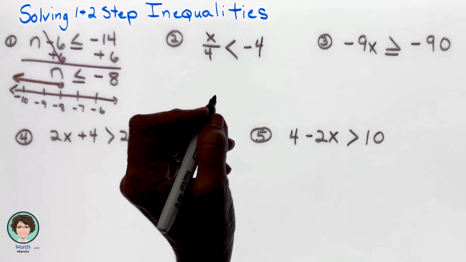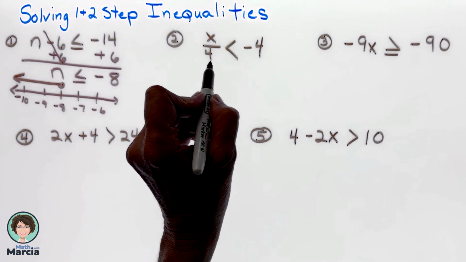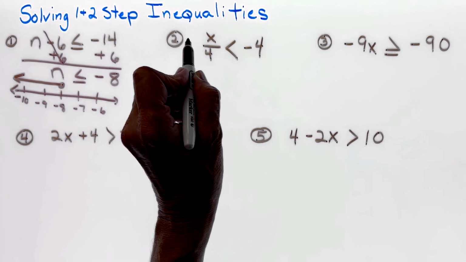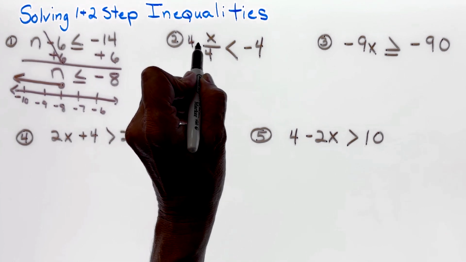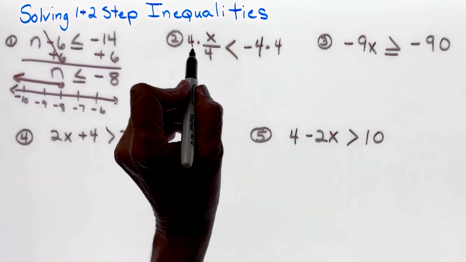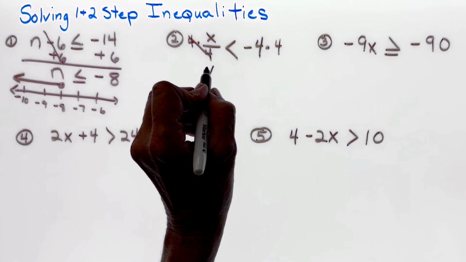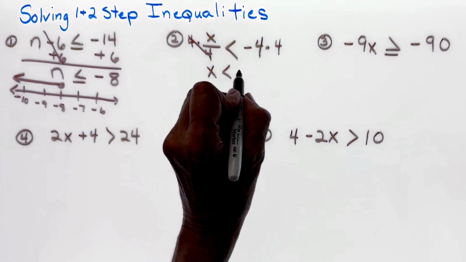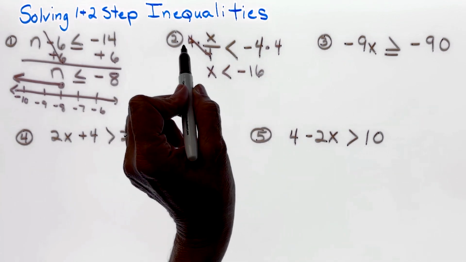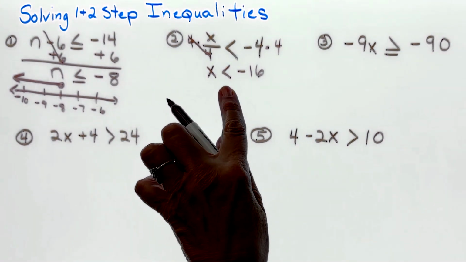For number 2, this is a division problem. The opposite of division is multiplication. So we're going to multiply both sides by the denominator of 4. So we end up with 4 fourths, or just this cancels out. x is less than negative 16. Notice we multiplied by a positive number, so we did not change the sign.